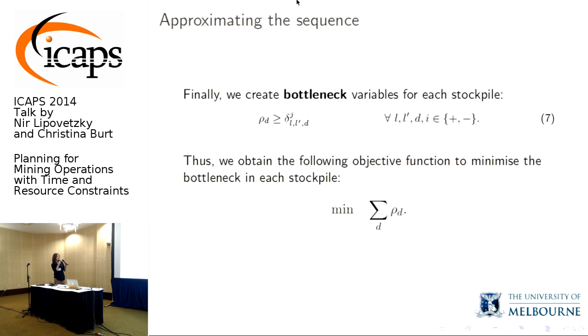So we end up with all of these deviations between all of the workload allocations. We want to minimize the maximum deviation in each stockpile. So that gives us another ancillary variable here, rho, and our objective function will then be to minimize these bottleneck variables.